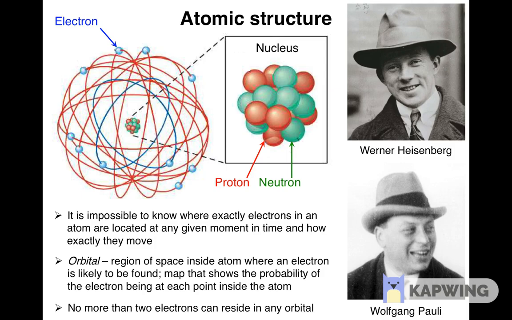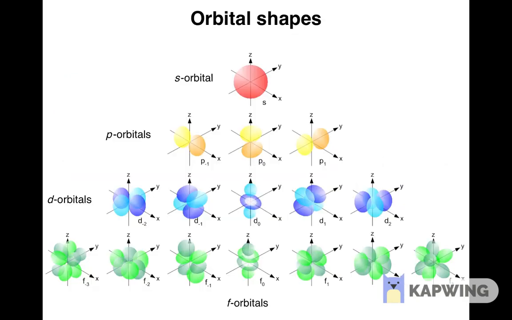For now, let's have a look at the orbitals themselves. Orbitals come in different shapes and sizes. Based on their shape, all orbitals can be classified into four types. S orbitals are spherical. P orbitals are dumbbell-shaped. D orbitals are shaped either like a flower with four petals or like a dumbbell with a bagel around the middle. And F orbitals have even more complex shapes.